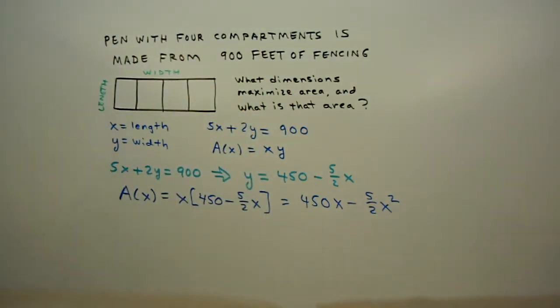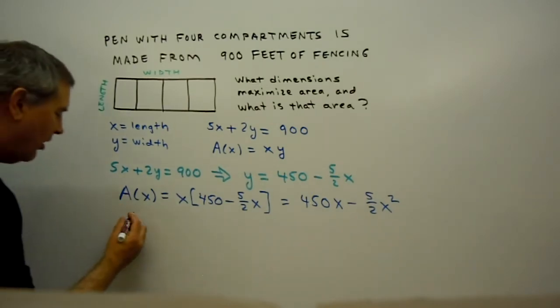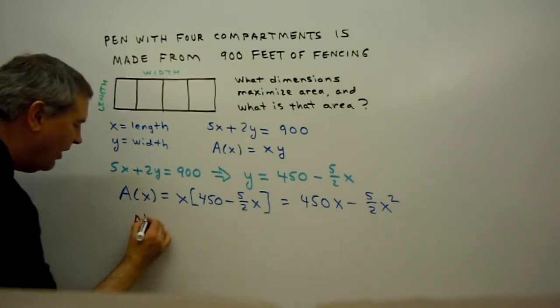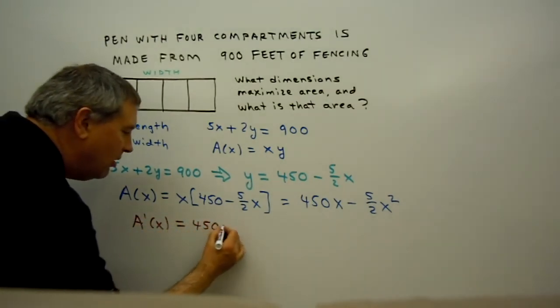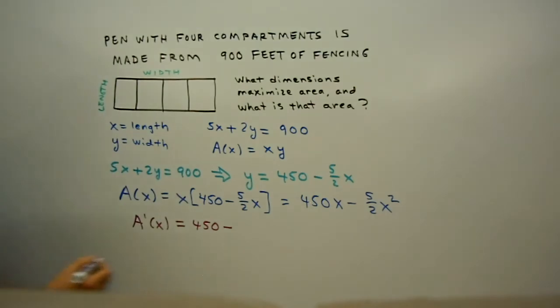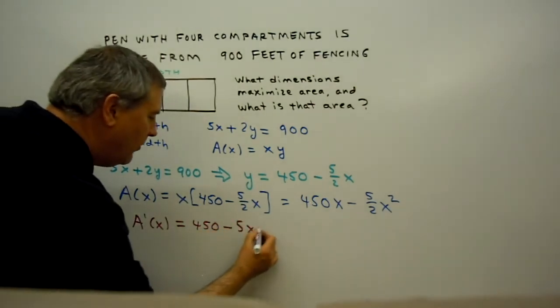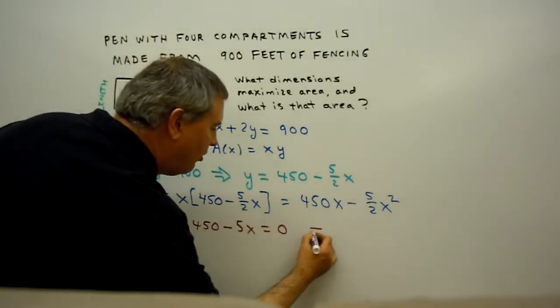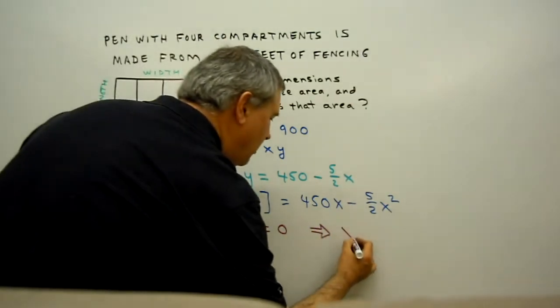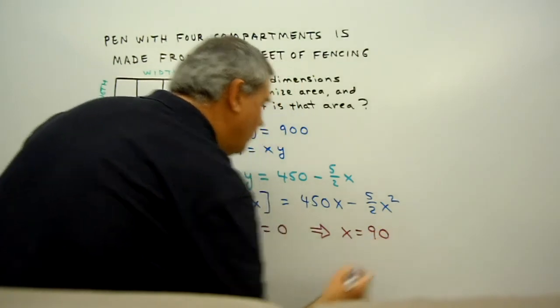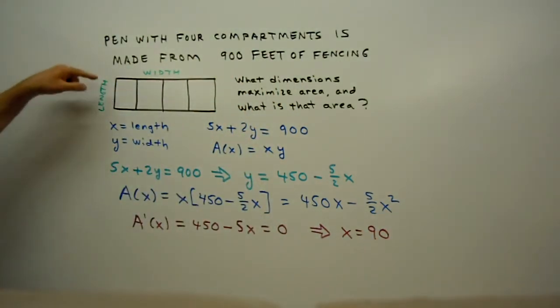So in order to determine the maximum, we would find the derivative and set it equal to 0. So the derivative of this area in terms of x is 450 minus 5x. And if we set that equal to 0, we get x equals 90. So therefore, the length, in order to maximize the area, would be 90.